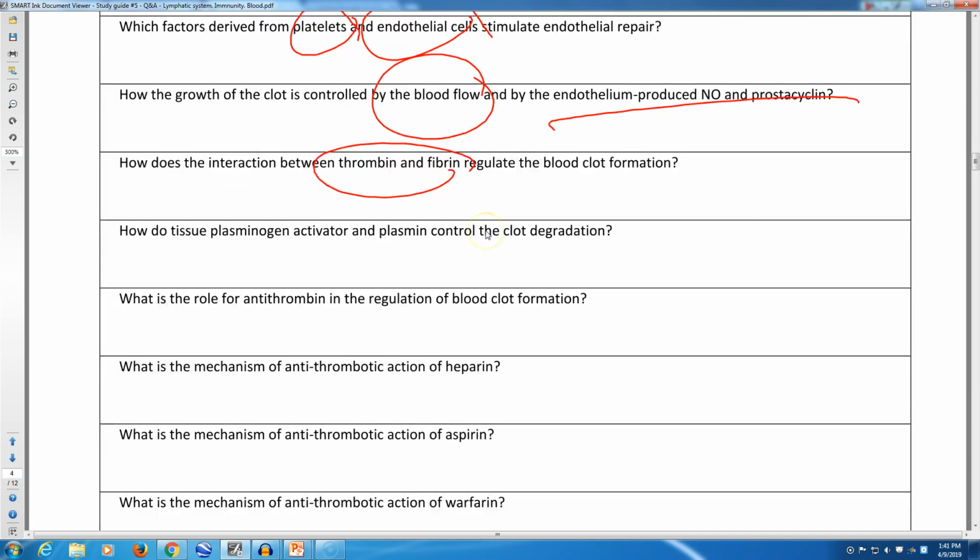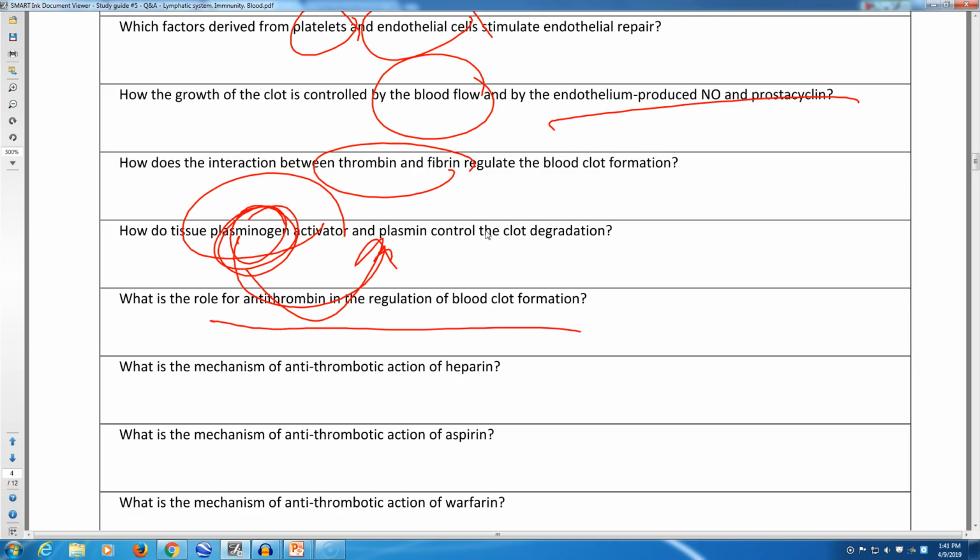Plasminogen activator and plasmin, also know the function. So plasminogen activator activates plasminogen, and plasminogen becomes plasmin. Plasmin lyses fibrin, breaks down the fibrin threads, so the clot becomes weaker. Antithrombin inhibits thrombin.